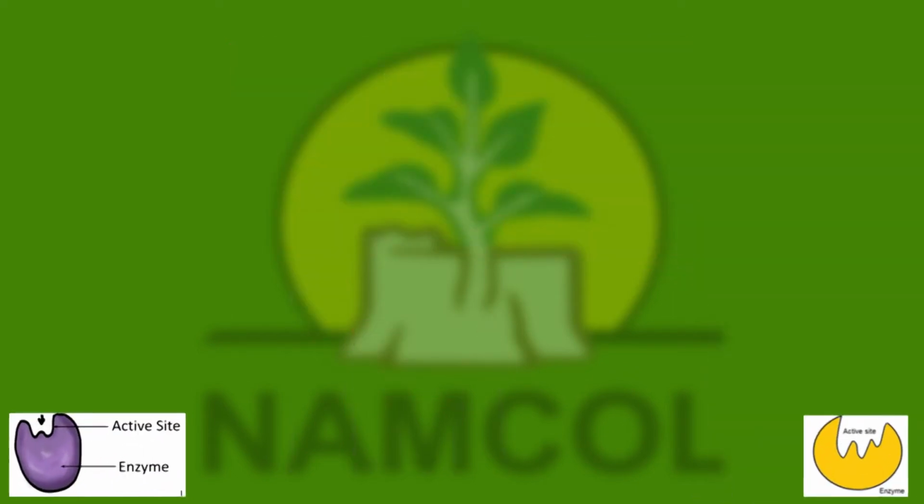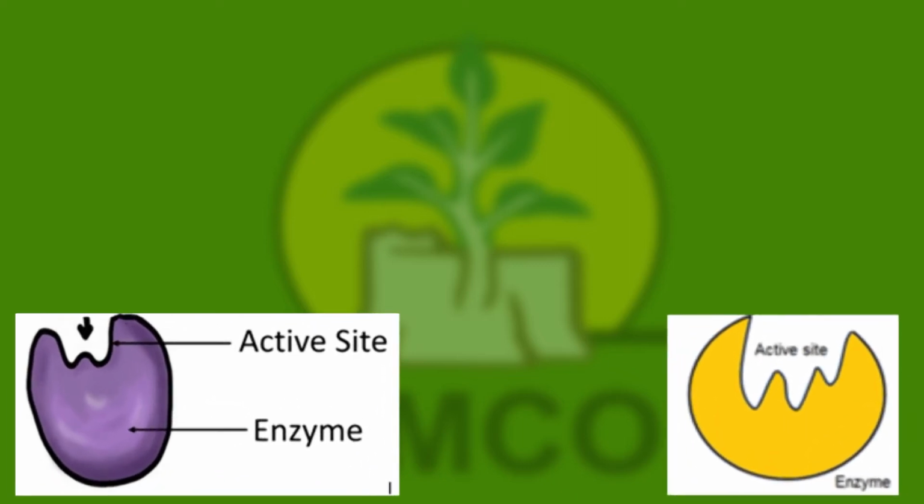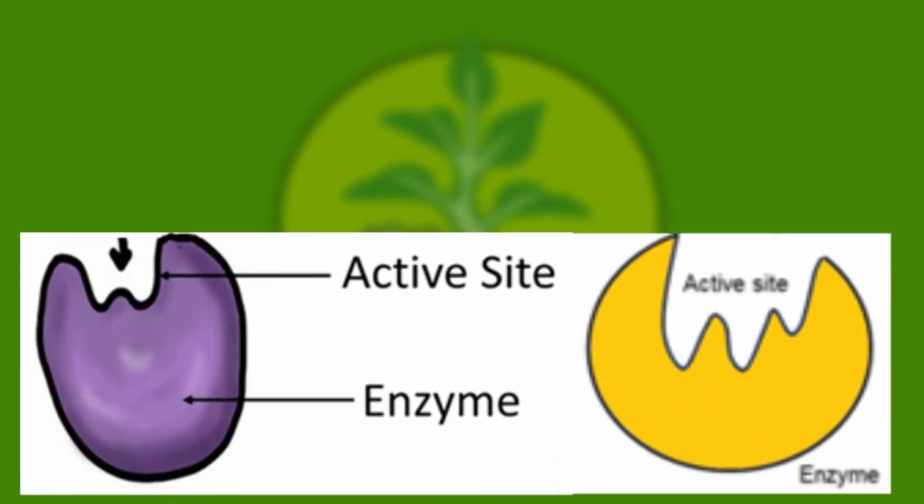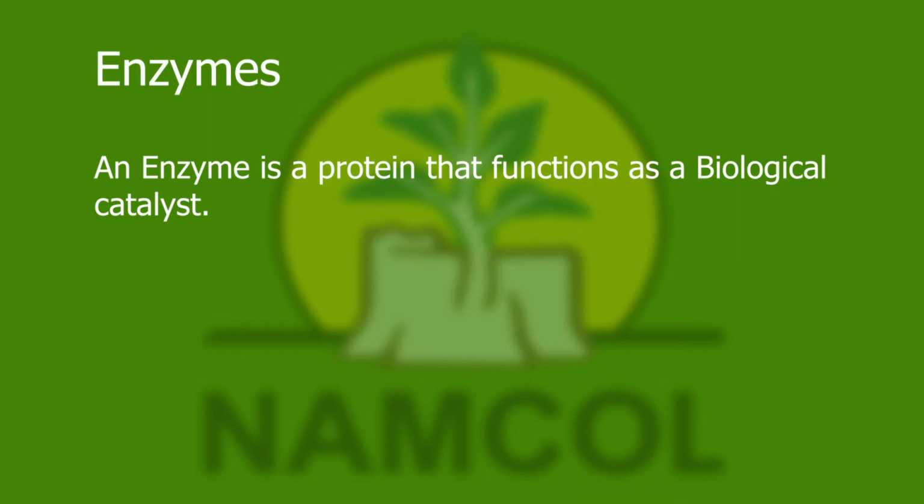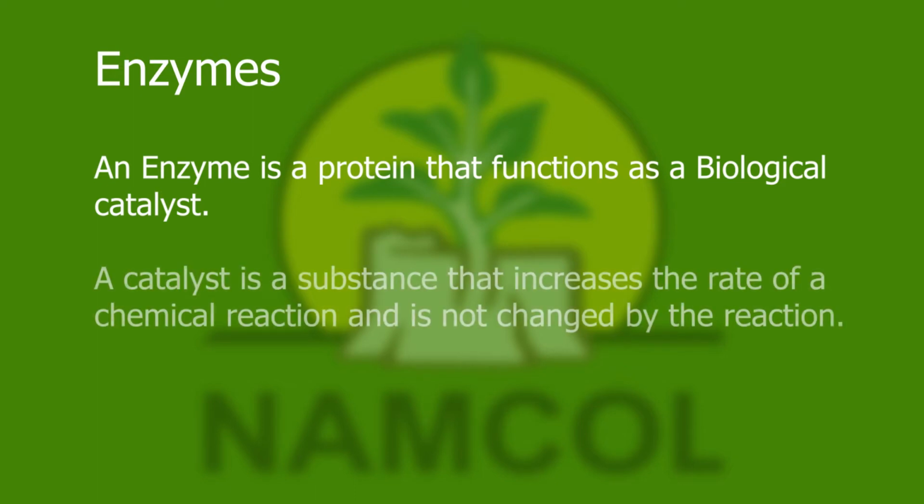Enzymes cannot be seen with the naked eye. However, this graphic on the screen illustrates what an enzyme may look like. On the two graphics, the active sites are visible. You will notice that the active sites look different as well. Can you guess why? An enzyme is a protein that functions as a biological catalyst. As I mentioned in the introduction, a catalyst is a substance that increases the rate of a reaction and is not changed by the reaction.